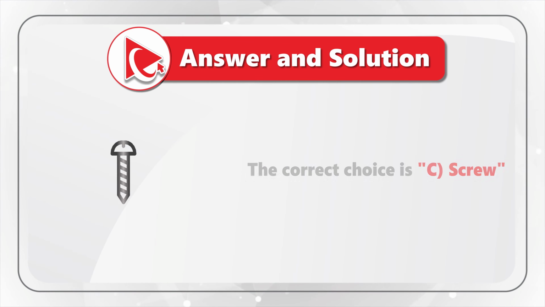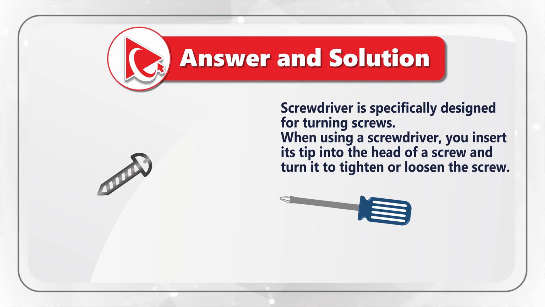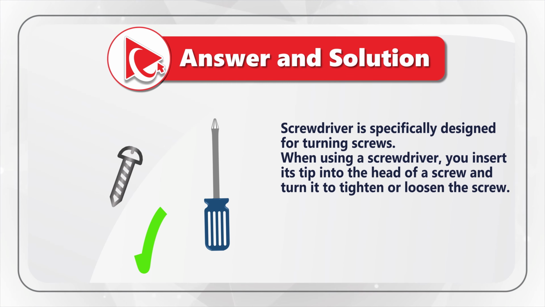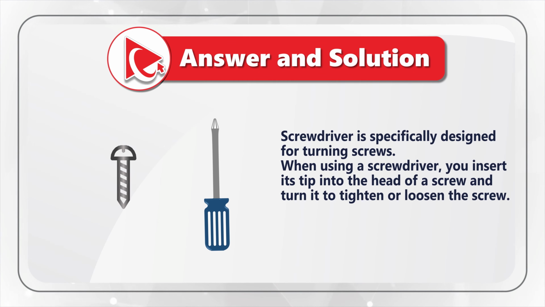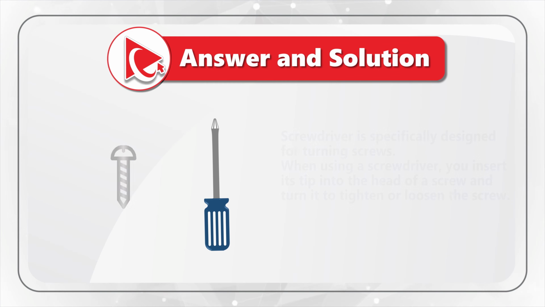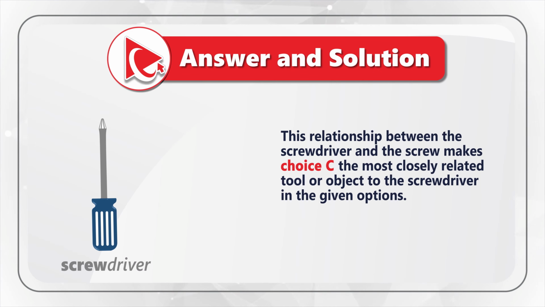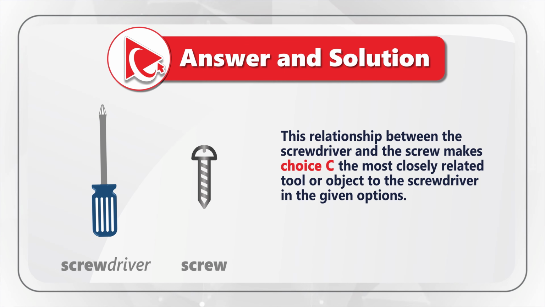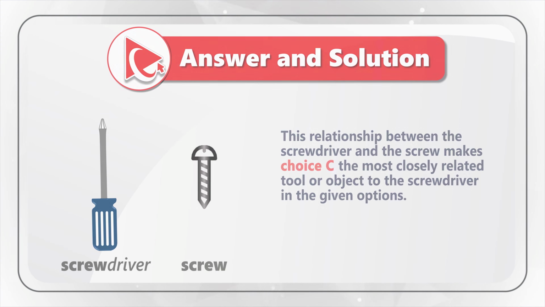In fact, a screwdriver is specifically designed for turning screws. When using a screwdriver, you insert its tip into the head of a screw and turn it to tighten or loosen the screw. You can even guess it based on the names, screwdriver and screw. This relationship between the screwdriver and the screw makes choice C the most closely related tool or object to the screwdriver in the given options.